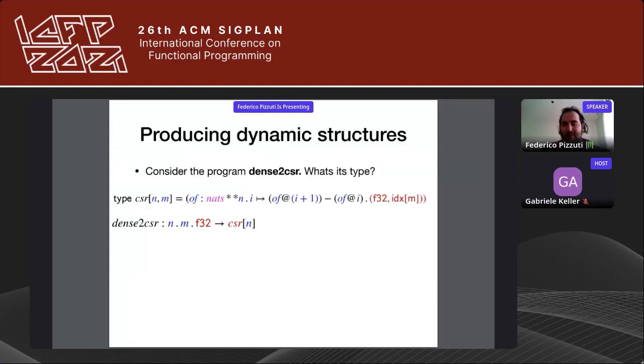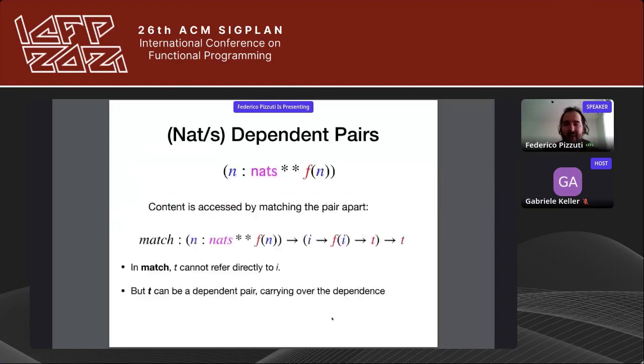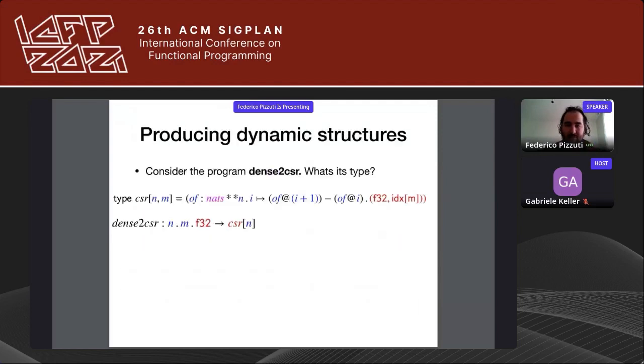And now with dependent pairs, we can actually give a proper type to our CSR matrix, because we can say that the CSR matrix of size n by m is actually a dependent pair where the first element is the array of offsets, which is a nuts, right?